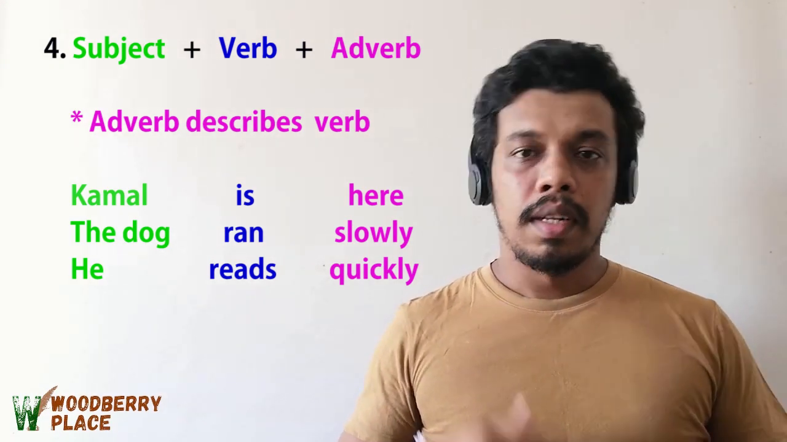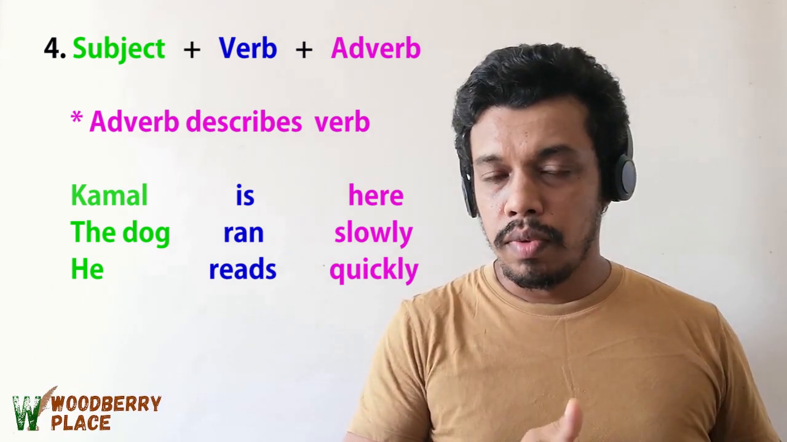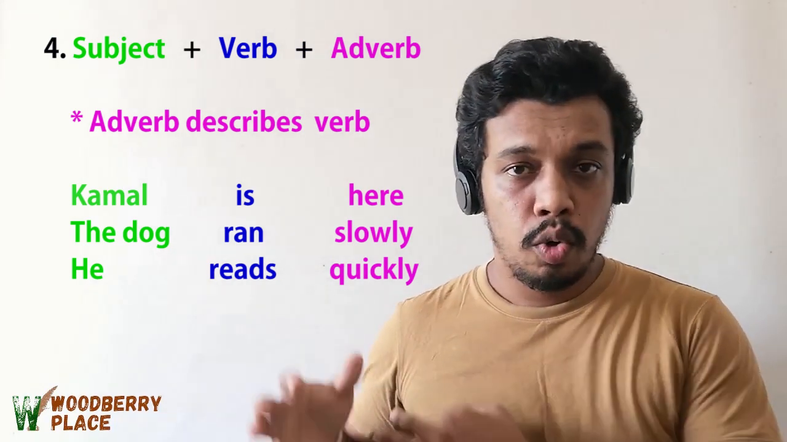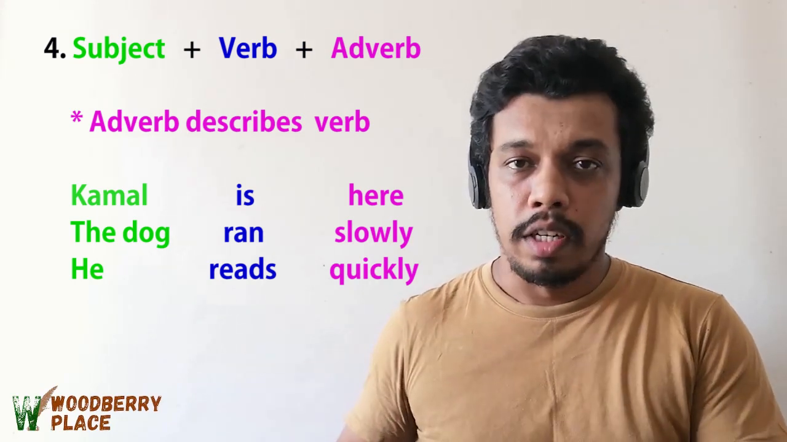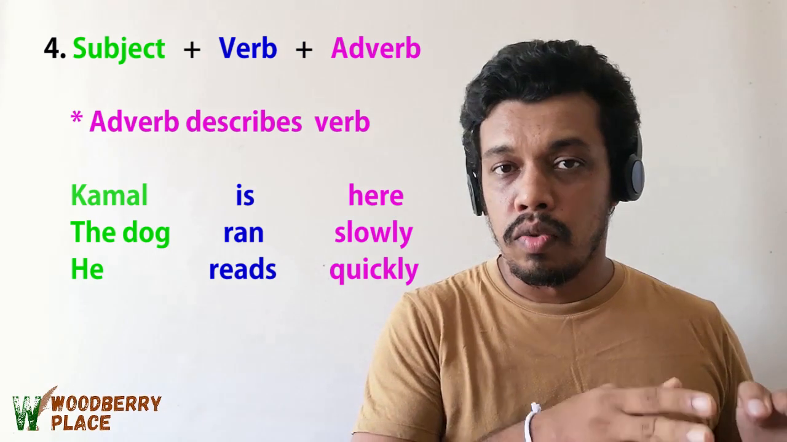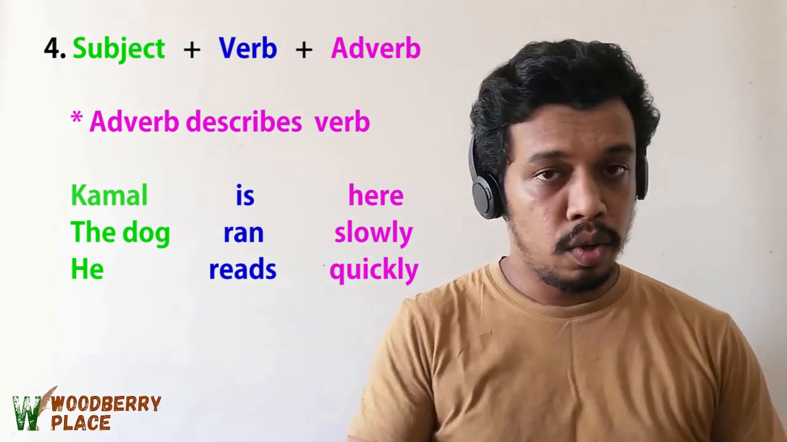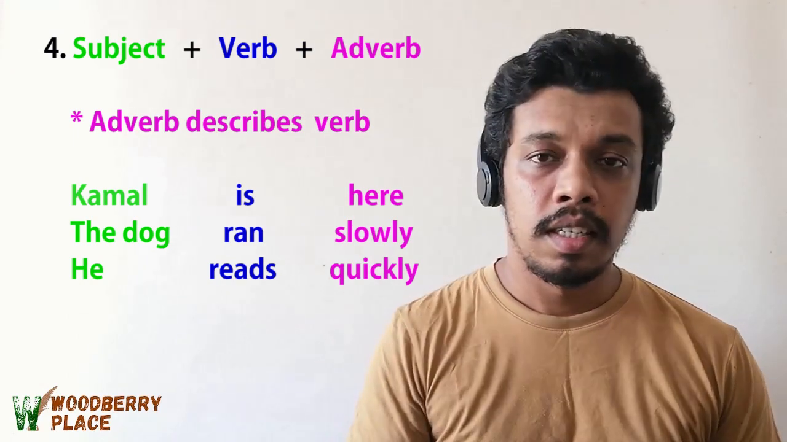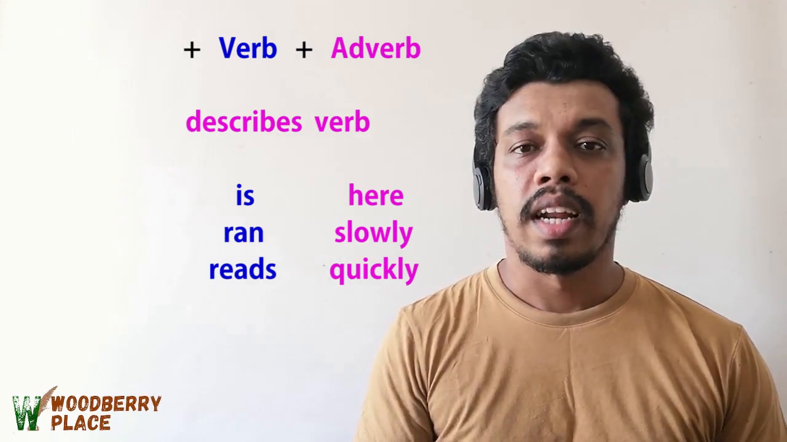In the last example, you can see the verb is reads and the adverb is quickly. The adverb describes the condition or the situation of the verb. I think you have got the idea about the adverb. We will be discussing more in another lesson.